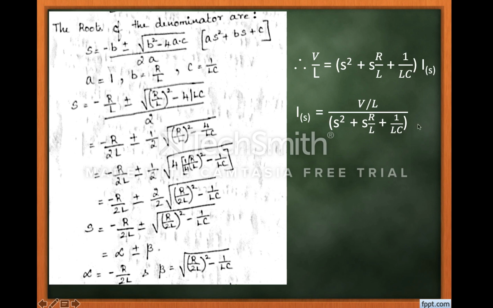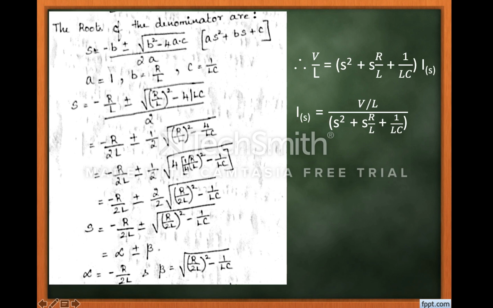Now for this second order term, you will take the roots. So the denominator term, when its roots are taken, gives S equal to minus R by L plus or minus the root of R by L the whole squared minus 4 by LC, divided by 2.